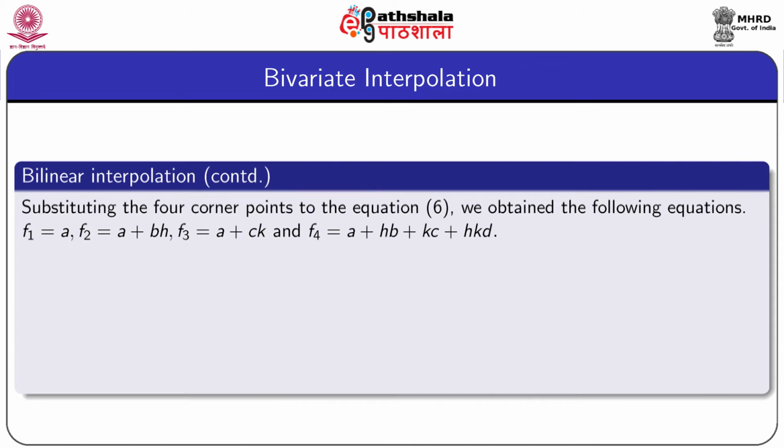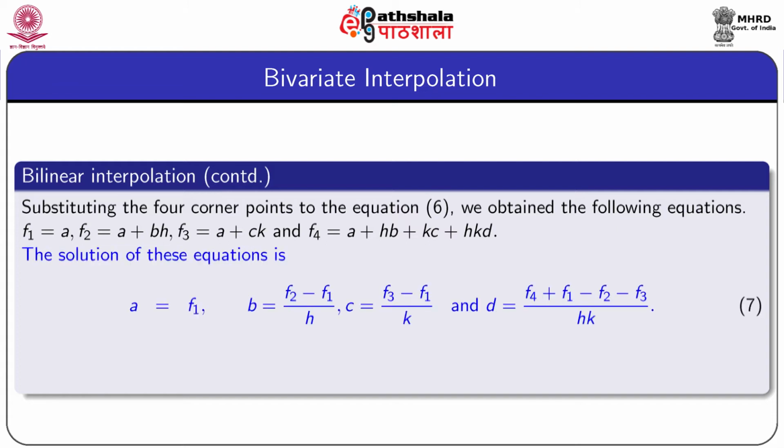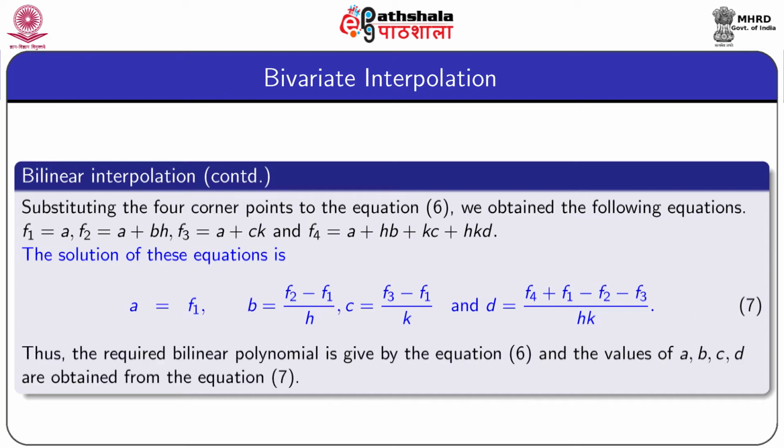So using these 4 corner points in equation 6, we obtain the following 4 equations: f1 equal to a, f2 equal to a plus bh, f3 equal to a plus ck, and f4 equal to a plus bh plus kc plus hk into d. Now we have to find the values of a, b, c, d from these 4 equations, and the solution is a equal to f1, b equal to f2 minus f1 by h, c equal to f3 minus f1 by k, and d equal to f4 plus f1 minus f2 minus f3 whole divided by hk. Thus, the required bilinear polynomial is given by equation 6, and the values of the unknowns a, b, c and d are given by equation 7.